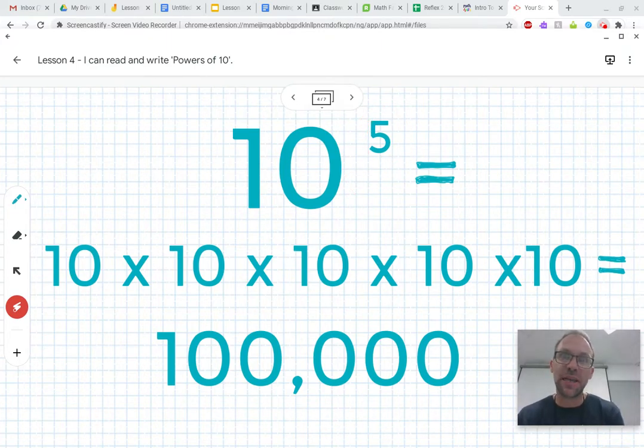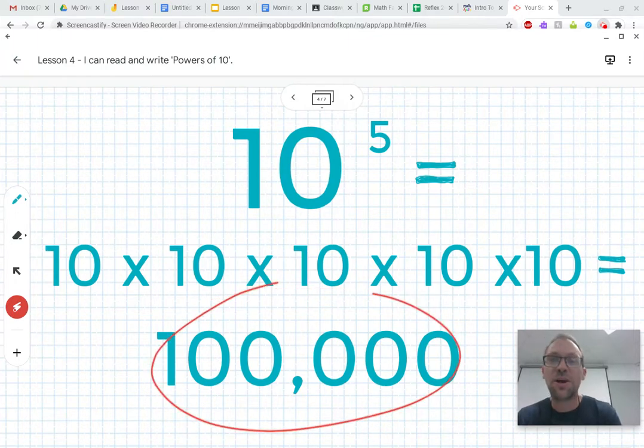in repeated multiplication. And so here you have it. We have 10 times 10 times 10 times 10 times 10. 1, 2, 3, 4, 5 tens. 5 tens. Let's do the math. Let's see. 10 times 10 is 100. 100 times 10 is 1,000. 1,000 times 10 is, let's see, 10,000. And 10,000 times 10 is, you got it, 100,000.